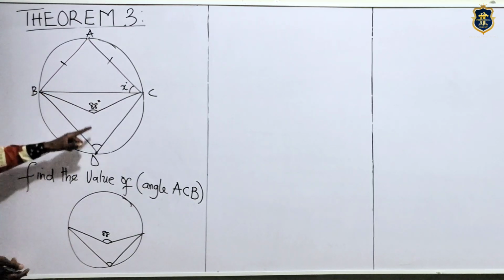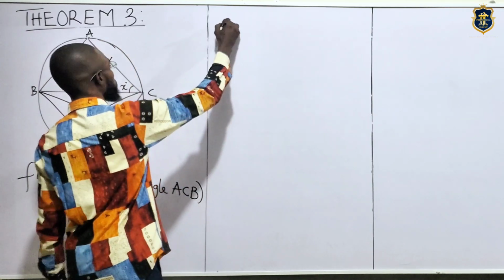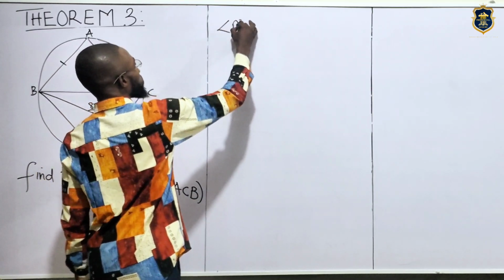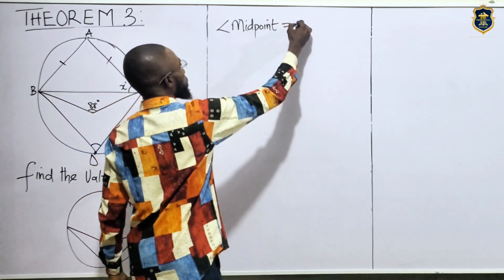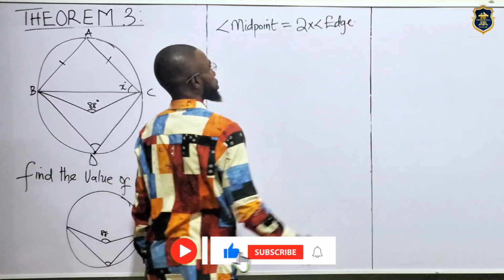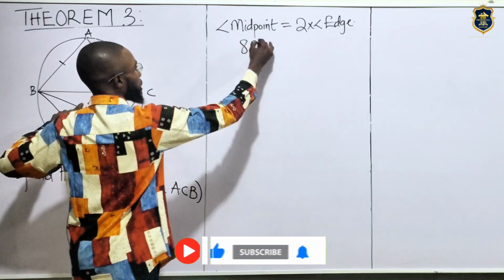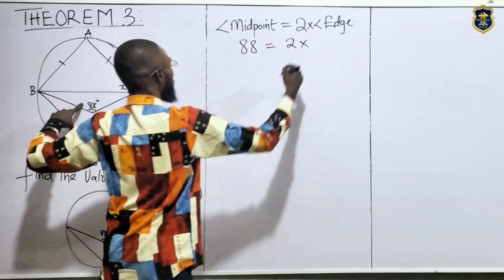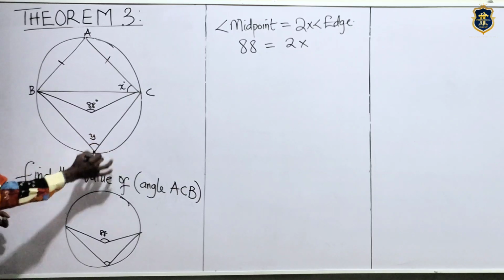So let's get this angle from this question now. How do we get this? Remember from theorem 2, we said the angle at the midpoint is equal to 2 times the angle at the edge, right? So what's the angle at the midpoint now? 88 was given. So we have 88 is equal to 2 times the angle at the edge. We don't know that, so let's call it y.